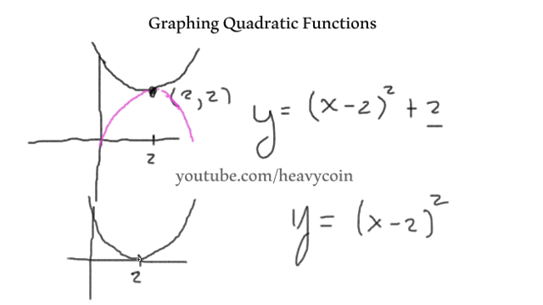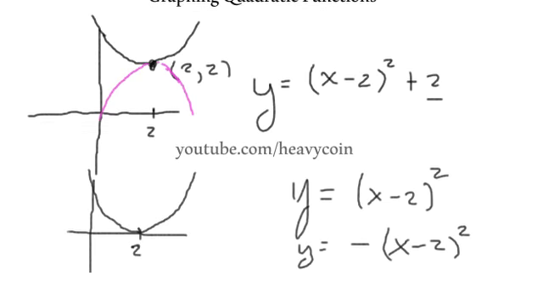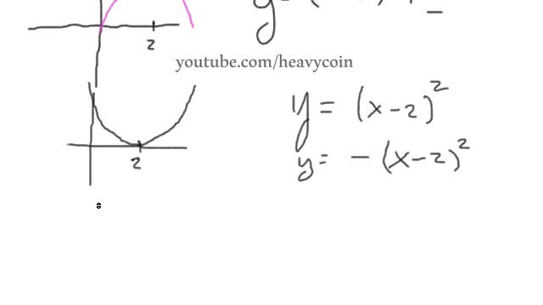Okay, now we want to reflect this graph, so we'd throw a negative out in front of it. So it'd be negative x minus 2 squared. Right. That would cause the graph to reflect, and I'll do that in a different color. So it would look like that.